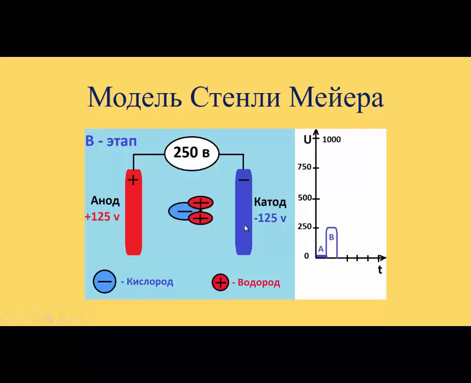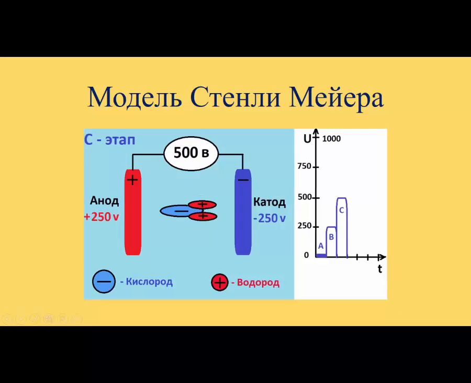Stage C, we increase the voltage, put it at 500 volts. At the same time, we will have plus 250 volts on the anode and minus 250 volts on the cathode. And we see the water molecule stretch even more.